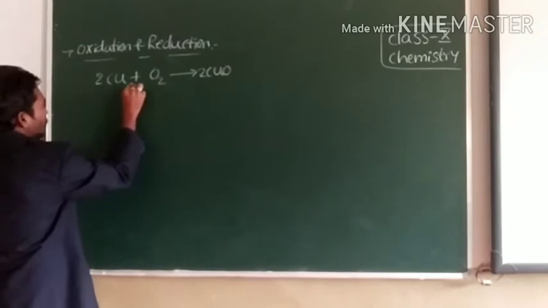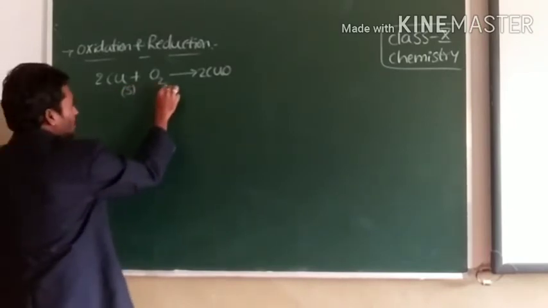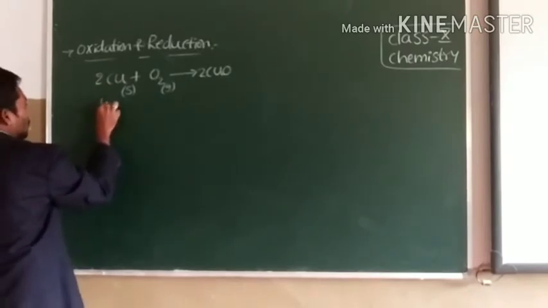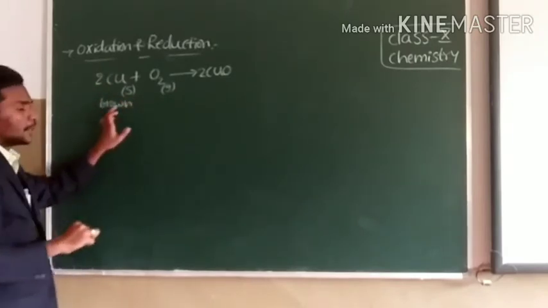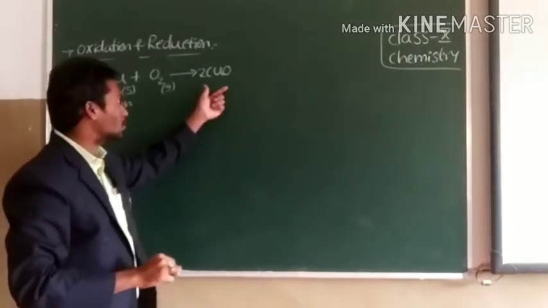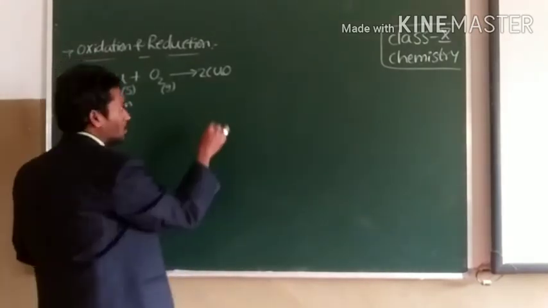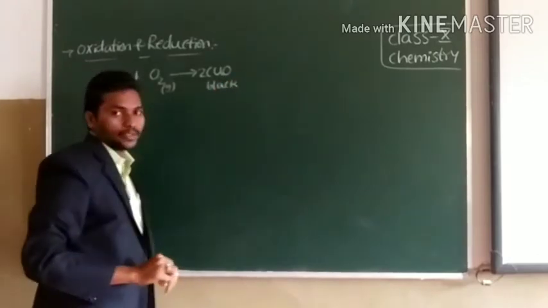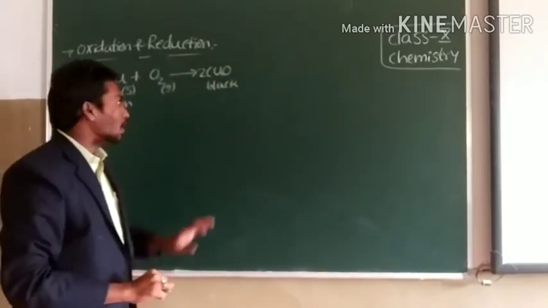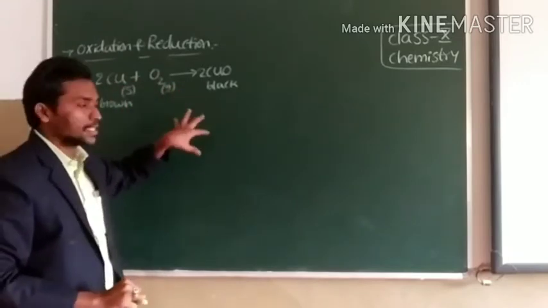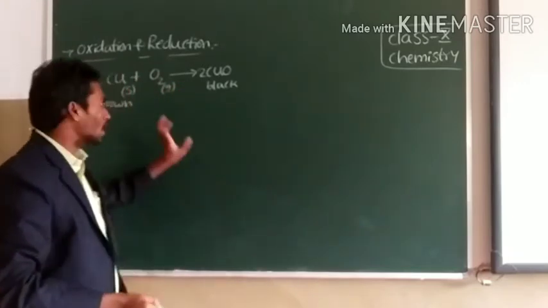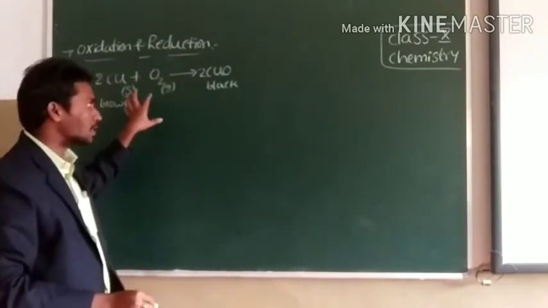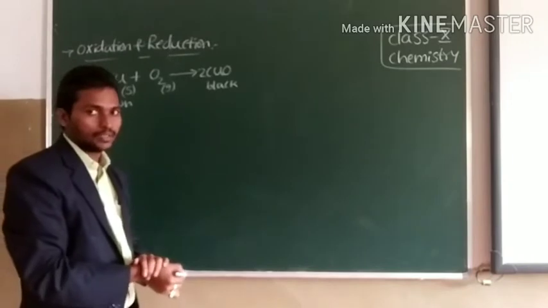Here copper is a solid metal and oxygen is a gas. Here copper metal is in brown color. When brown colored copper metal burns in air, it produces black colored copper oxide. This reaction is an example of oxidation because in this reaction addition of oxygen atom takes place. So this is an example of oxidation reaction.